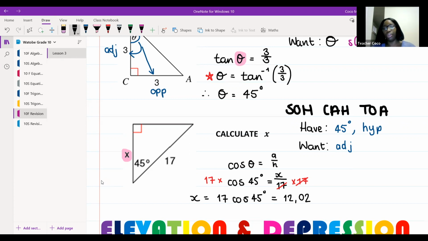So cos is going to give us 12,02. All right. Do I need to write degrees? Should I write 12,02 degrees? Yes or no? Ooh, I see people saying yes, ma'am. But are we calculating for an angle or are we calculating for a side? Which one are we calculating for? We're calculating for a side, so it can't be in degrees. We can write units, sure.